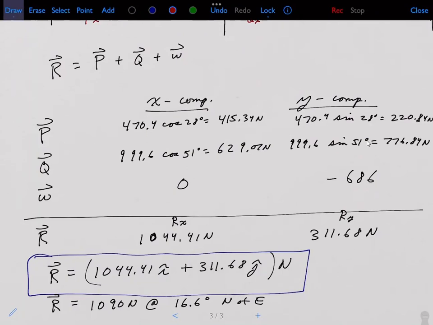Okay, so those were a couple of examples on how to add vectors analytically. Great, thanks.